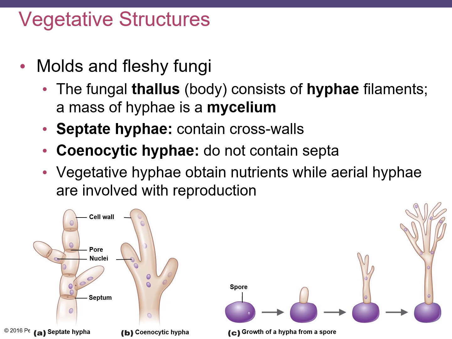Hyphae grow by elongating at the tips. Each part of the hypha is capable of growth, and when a fragment breaks off, it can elongate to form a new hypha.